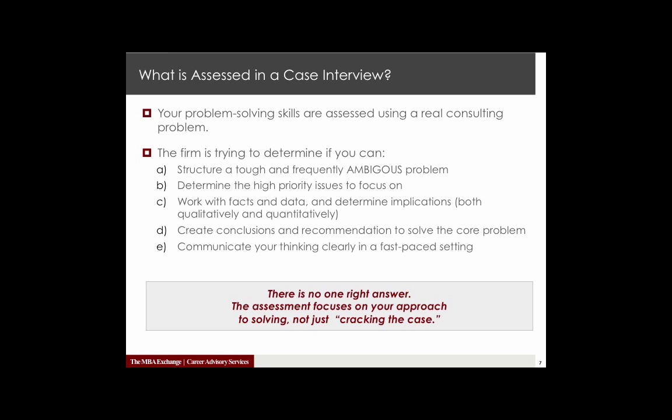45 minutes goes very quickly. The thing to keep in mind is that many times there's not one right answer that the interviewer is looking for. What they're trying to understand and assess is your approach, how you solve the case, not just getting the right answer, which is often called cracking the case.